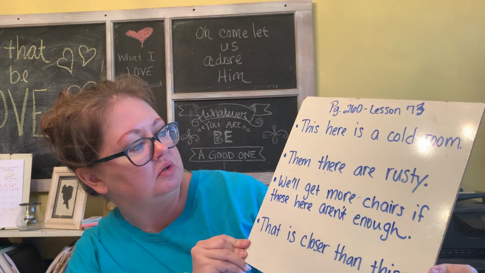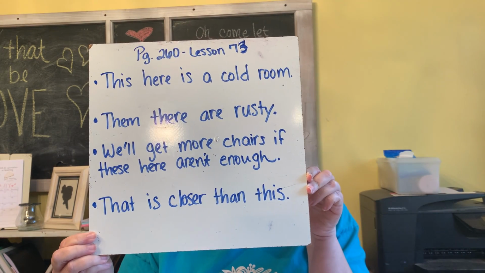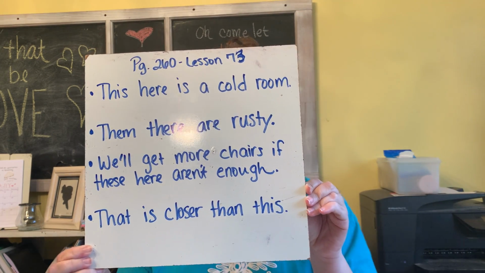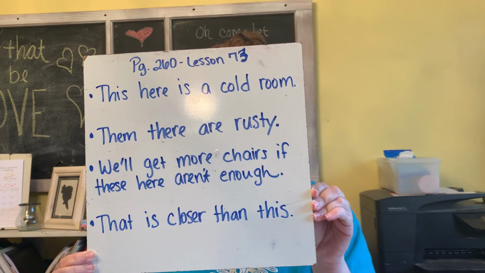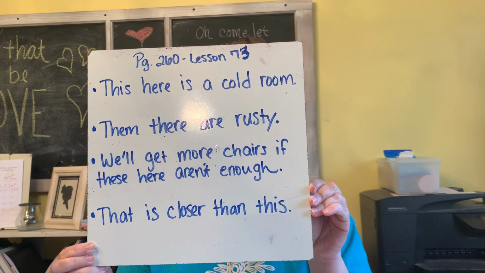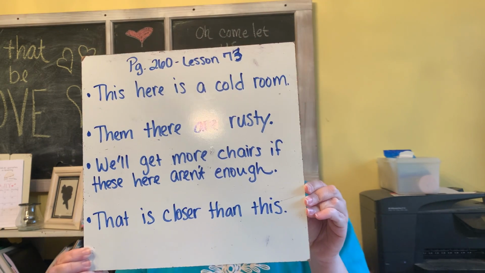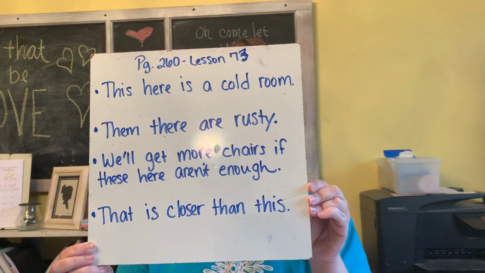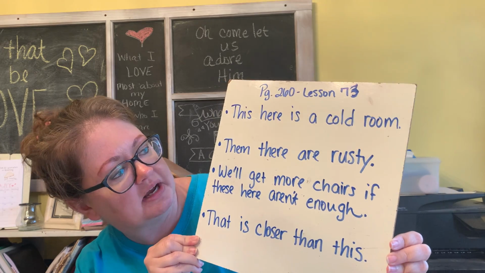The next one was for number 2. It says, them there are rusty. All right. I wouldn't say them are rusty. I wouldn't say there are rusty. So I would have to change that pronoun completely. And I would either say those are rusty or they are rusty. So you could use either one of those pronouns for number 2.